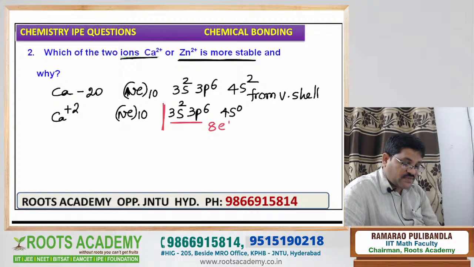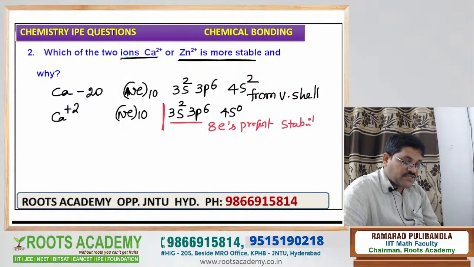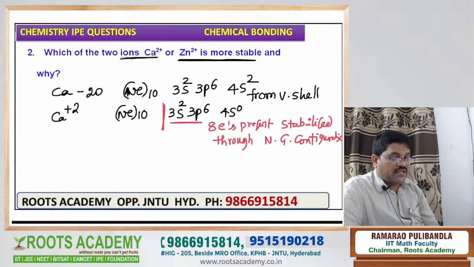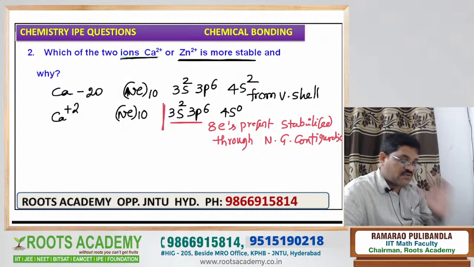Now, 8 electrons means what? In the valency shell, 8 electrons are present. That means Ca plus 2 is stabilized, because of 8 electrons present, through noble gas configuration. Stabilized to what configuration, students? Noble gas configuration. Because plus 2 means loss of electrons from the 4s. Now, 3s2, 3p6 has 8 electrons in the valence shell, stabilized to noble gas configuration.